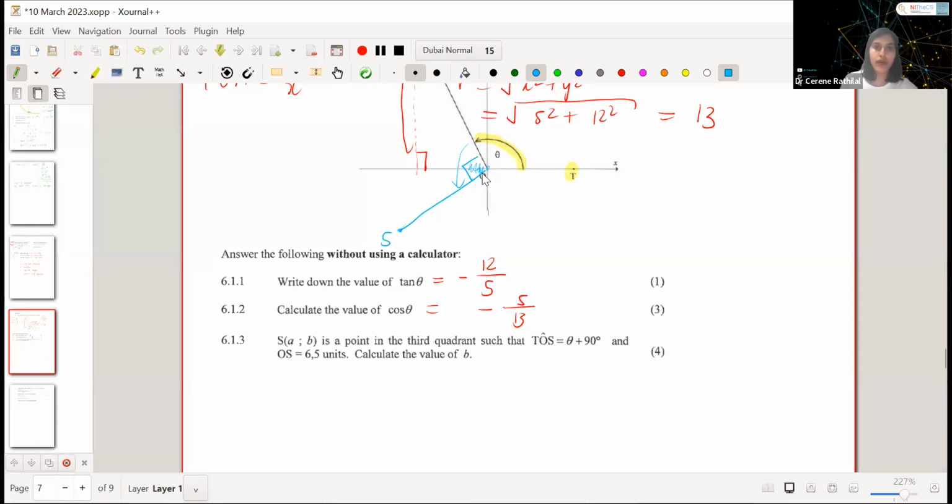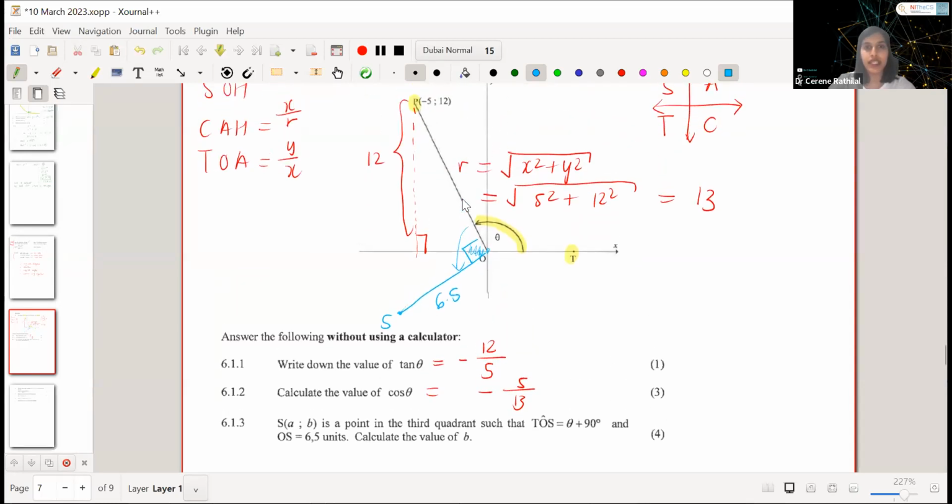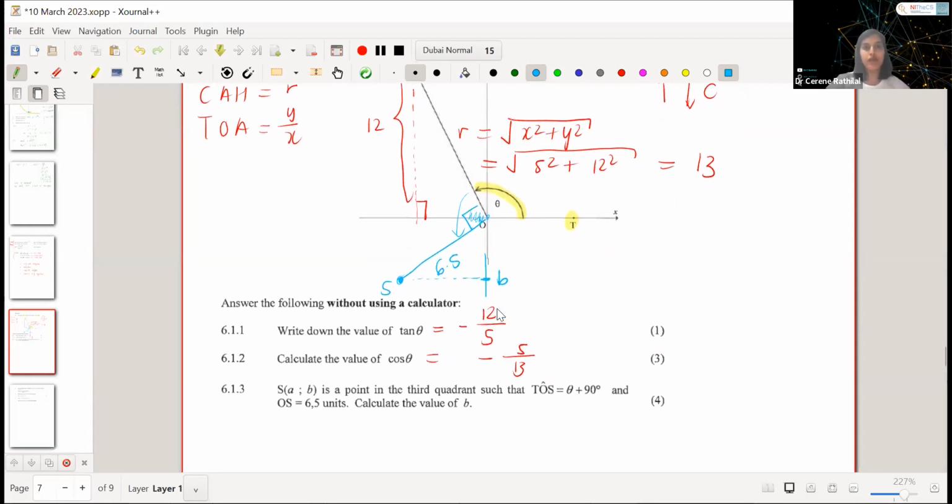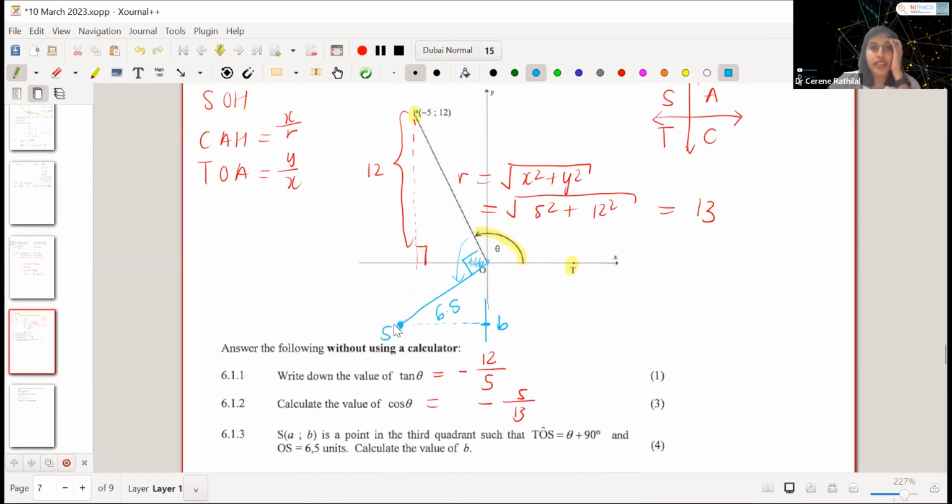We're then told that OS has 6.5 units. That's the length of it. It says calculate B, where B is the Y value of S. And of course, it should be B in here. So I want to calculate B, the Y coordinate of S. Okay, how do I do this? Observe that I've got the length 6.5 and I've also got R, which is 13.